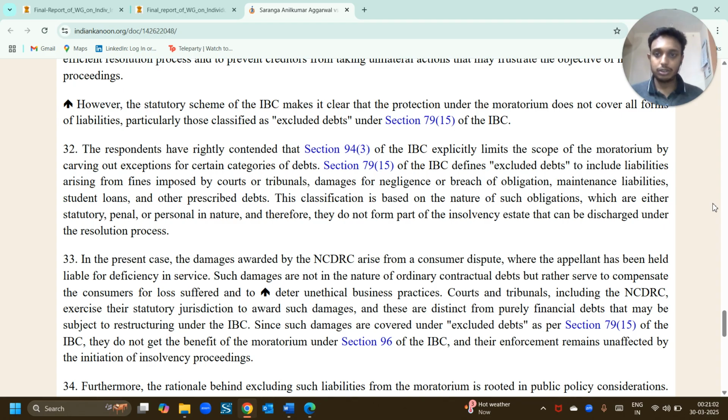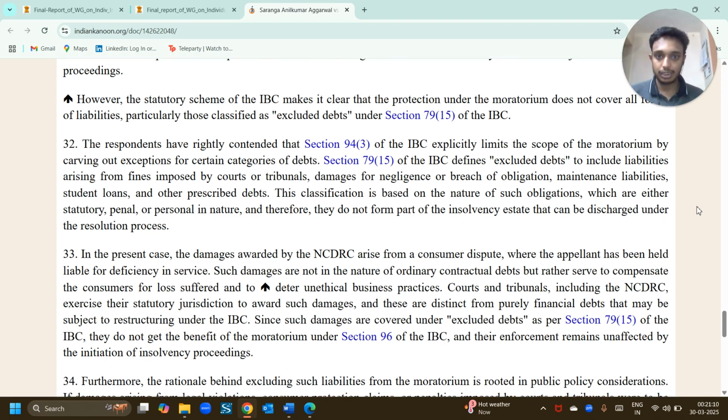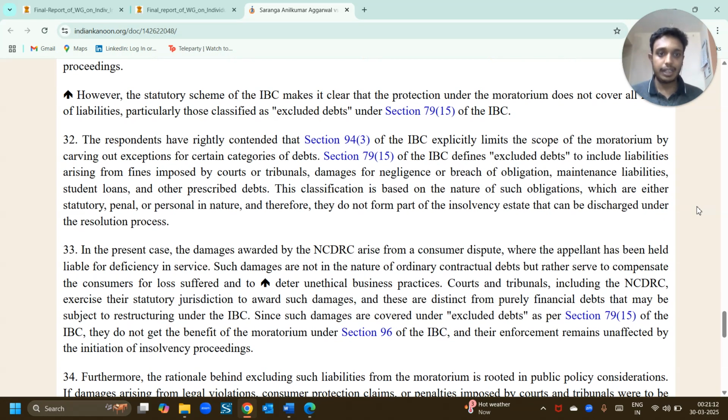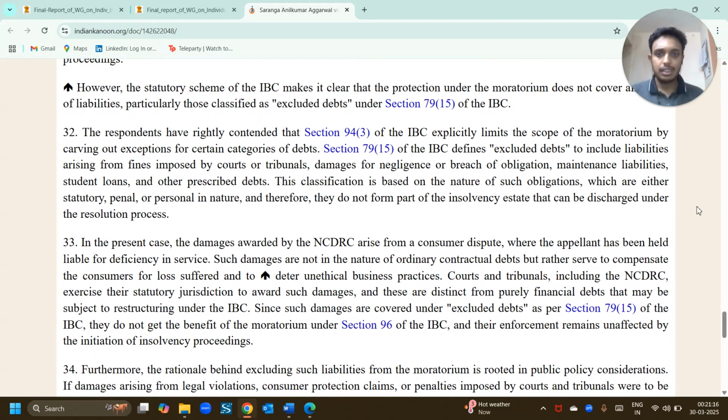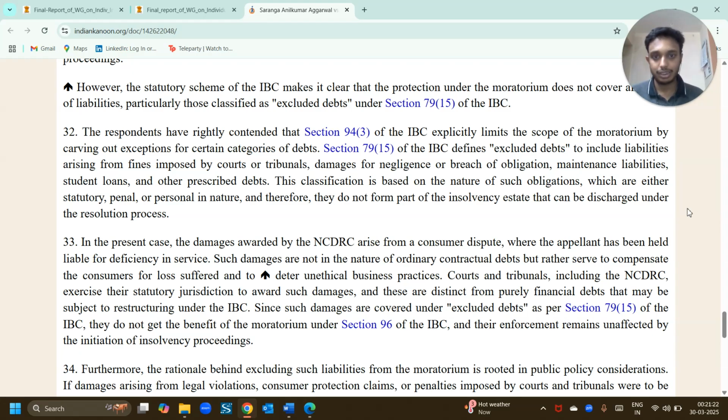Moving forward, the Supreme Court has held, respondents have rightly contended that section 94(3) explicitly limits the scope of the moratorium by carving out exceptions for certain categories of debts. 79(15) defines excluded debts to include liabilities, etc. This classification is based on the nature of such obligations, which are either statutory, penal or personal in nature, and therefore do not form part of the insolvency estate that can be discharged under the resolution process.